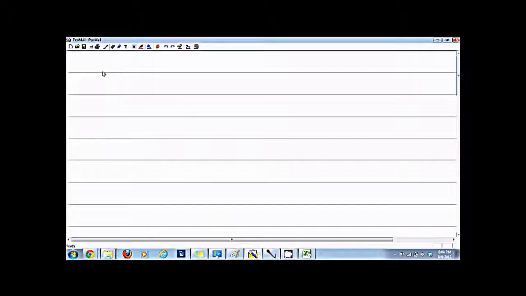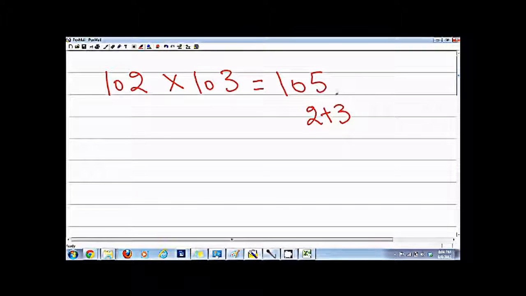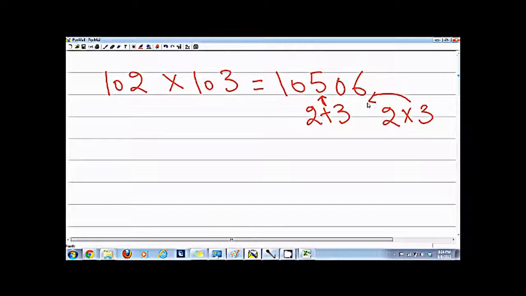For example, if I have 102 and I want to multiply by 103, what I'll do is I'll write 1, and then add 2 plus 3, which is equal to 5, so 105, and then multiply 2 and 3, which is equal to 6. All right, 10506. So you can see this is the number by adding them, and this is the number by multiplying them.